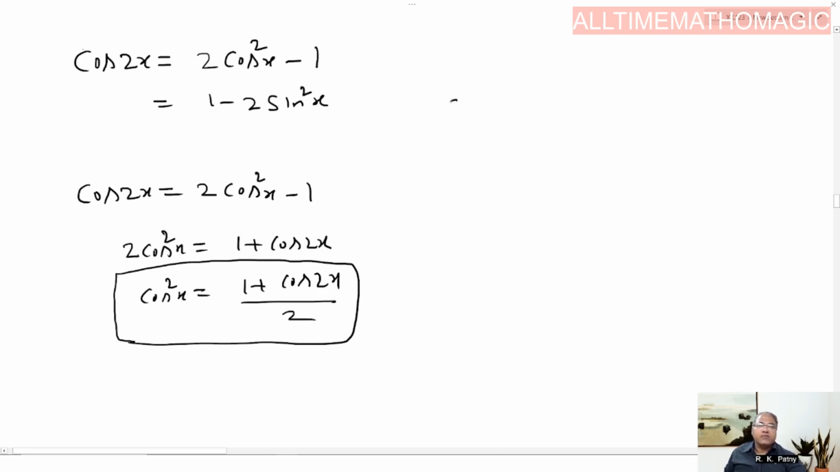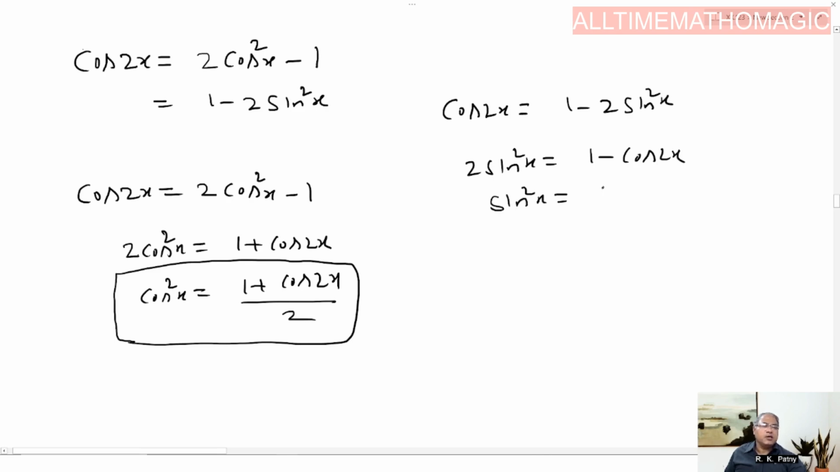Similarly, the second formula, that is cos 2x equals 1 minus 2 sin square x. So 2 sin square x equals 1 minus cos 2x. Therefore, sin square x equals (1 minus cos 2x) upon 2. So we have the second formula, that is sin square x equals (1 minus cos 2x) upon 2.